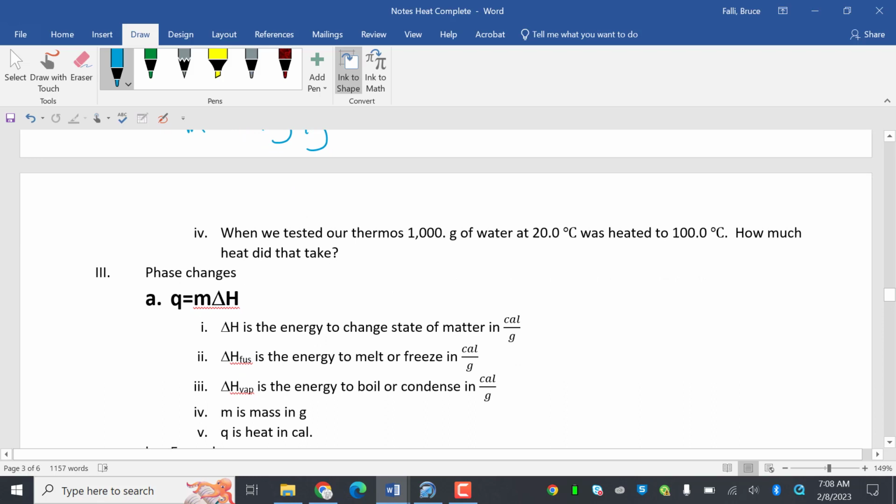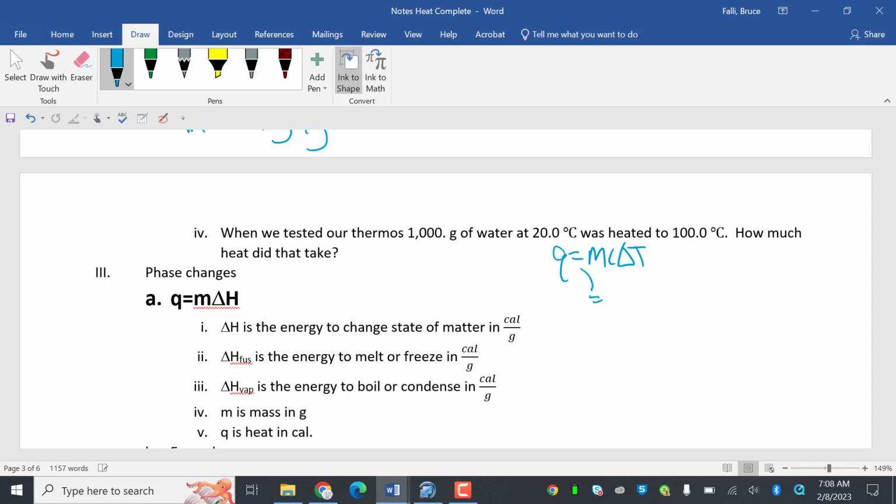When we tested our thermos, 1,000 grams of water at 20 degrees Celsius was heated to 100 degrees Celsius. How much heat did that take? So again, we're going to look at M C. Whoops, let me put a Q in there. Q equals M C delta T. That's Q. I got 1,000 grams of water. I hope you'll believe me, I do know water specific heat is 4.18. No, it's not. We're doing calories. It's 1.00. And the change in temperature was 80. Hey, I can even do that in my head. 80,000 calories.